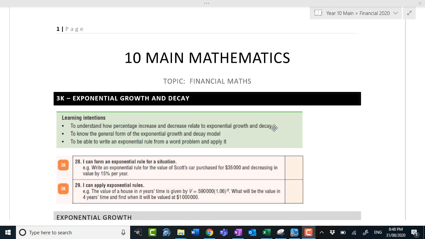Hi, U10s. This is our final topic for the year before, of course, we have exams and revision.